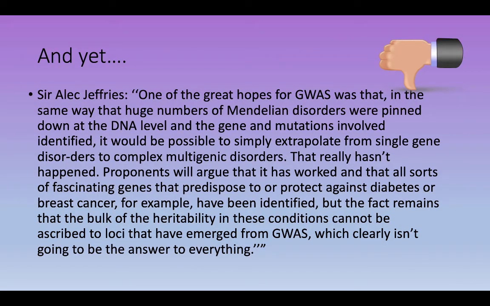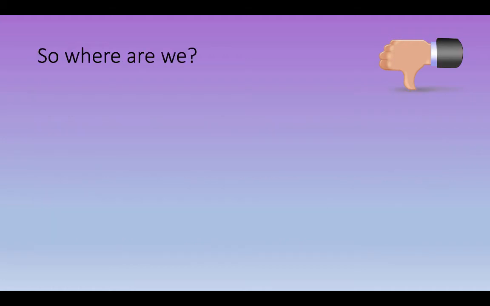And yet, there are a lot of problems with them. One of the big great hopes of these, as Sir Alec Jeffreys says, is that they were going to pin everything down to the DNA level. They were going to be able to identify all the single gene disorders, and we were going to understand this genotype to phenotype map explicitly. It turns out that it's just a lot harder than that. One of the problems is that when we look at how heritable these traits are, GWAS explains a very small percentage of that.